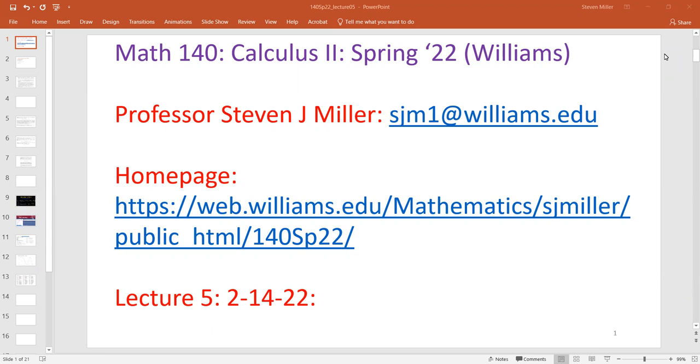It gives us negative b plus or minus the square root of b squared minus 4ac, over 2a. So if I give you a polynomial of degree 2, a quadratic, it has two roots. If I give you a polynomial of degree 1, say 3x plus 7 equals 0, there's just one root: 3x equals negative 7, x equals negative 7 thirds.